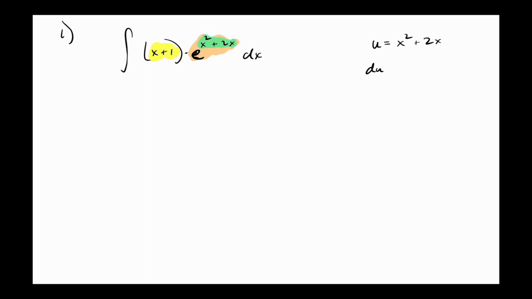du is 2x plus 2. Divide dx, forget about the dx. Divide by 2x plus 2. Substitute. Put u where it goes, and leave everything else.